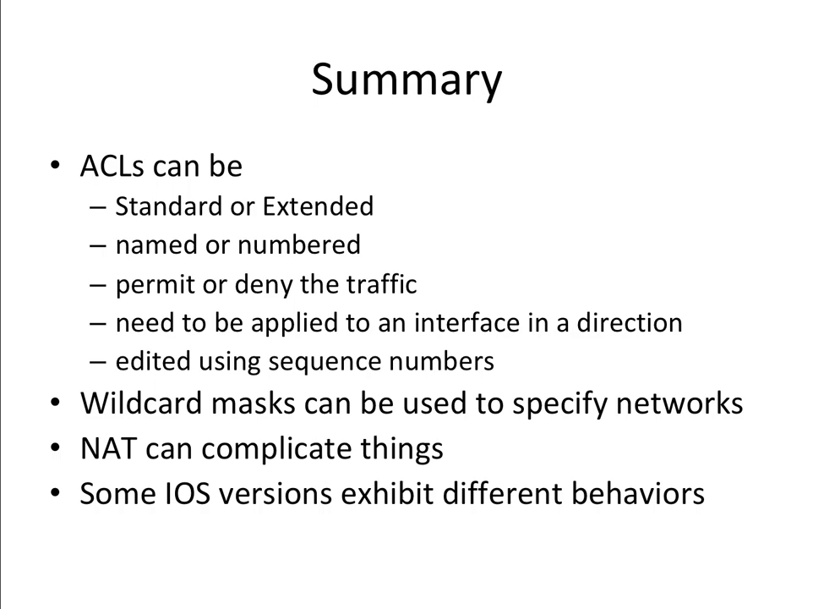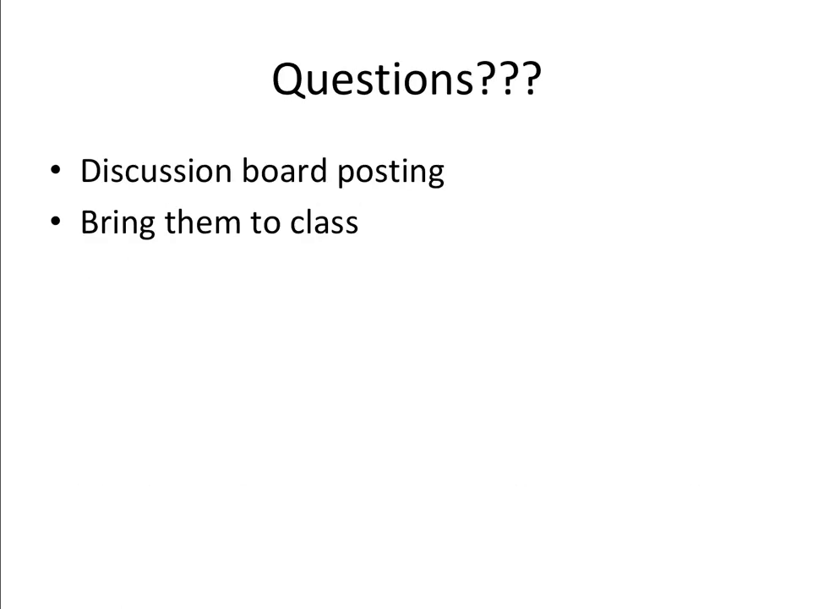I didn't have this in there, but we should also remember that there's an implicit deny at the end of every list. So anything that's not explicitly permitted will be dropped. If we need to specify networks, we use wildcard masks for that. NAT can make things complicated when you're implementing access control lists. And different versions of the IOS software exhibit different behaviors with regard to access control lists and how they can be created and modified. So you should be aware of that. And that's all I have to say.